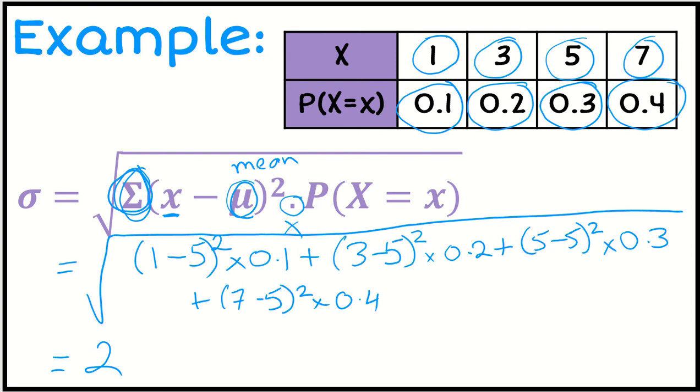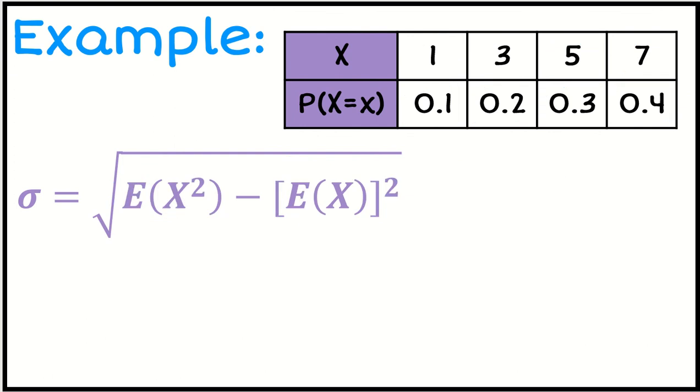Now let's try this again using the other formula. So this is my other formula. This is now saying the expected value of x squared minus the expected value of x, all squared. The expected value of x, that is my mean. I've already calculated that in the previous one, so that was a mean of 5.